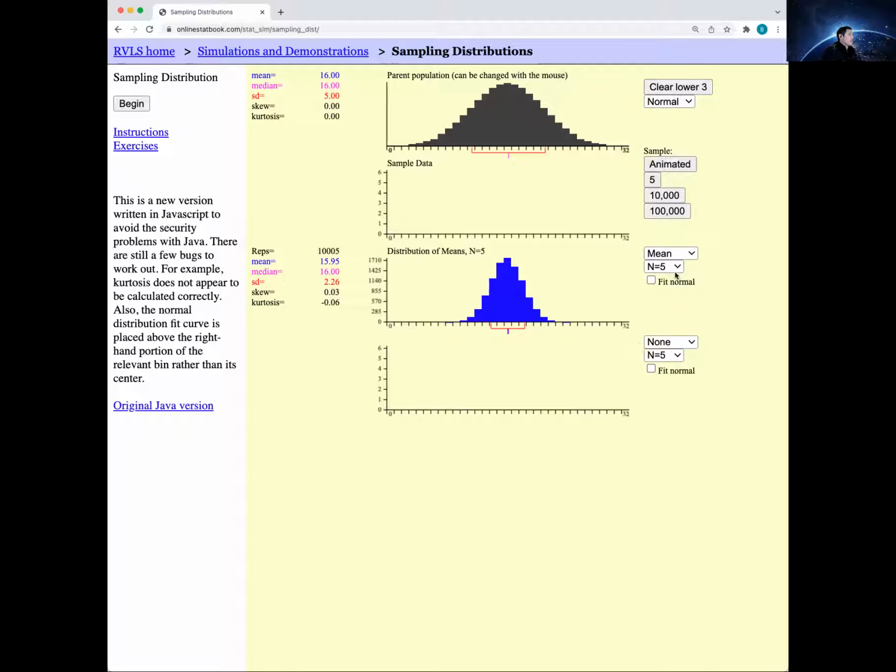Now let's see what happens if we increase the sample size. So we're going to clear all that, and this time we're going to take a sample size of, let's say, 20. And again, this is just to give an idea of what we're doing. So this time we're taking 20 individuals, and calculating the mean of the 20.